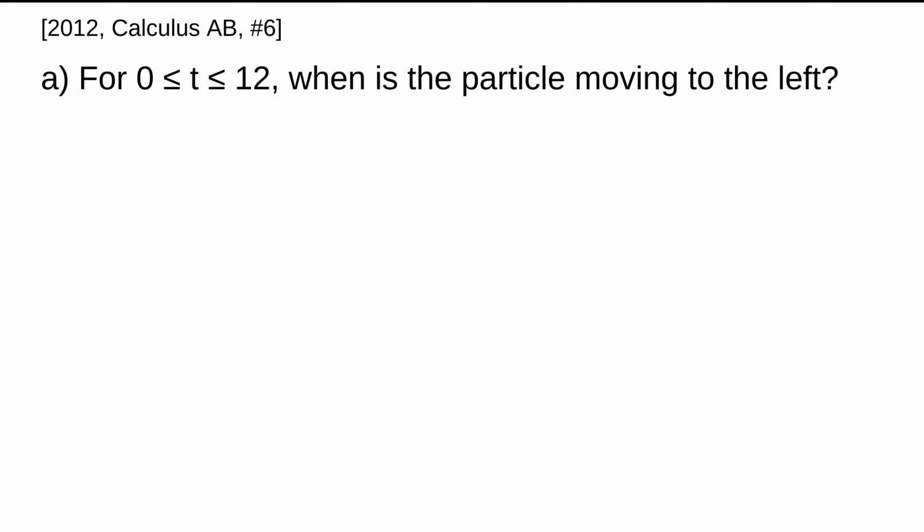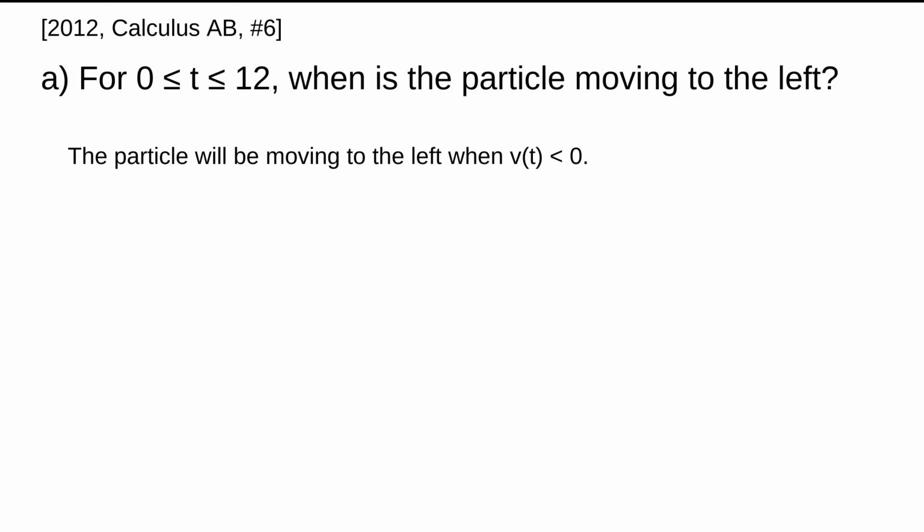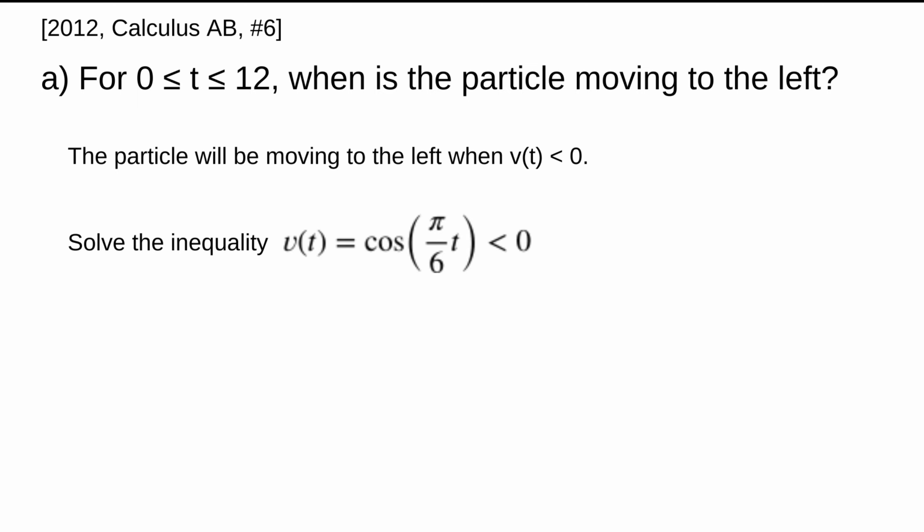Okay, so for velocity problems like this with particle motion, typically the object is moving to the left when its velocity is negative. We're given a function for the velocity. The velocity is cosine of pi t over 6, so this particle should be moving to the left whenever v of t is less than 0. However, this is not a calculator active question, so we actually have to solve this inequality analytically. So solve the inequality v of t equals cosine of pi over 6 t is less than 0.